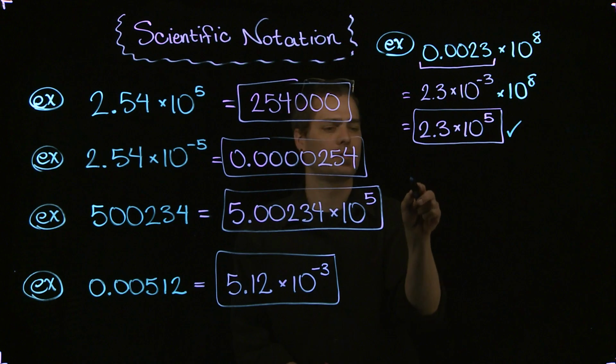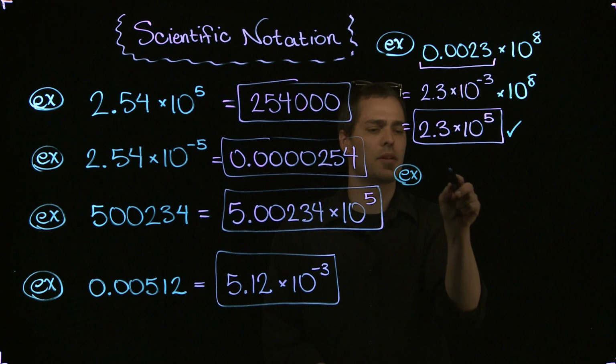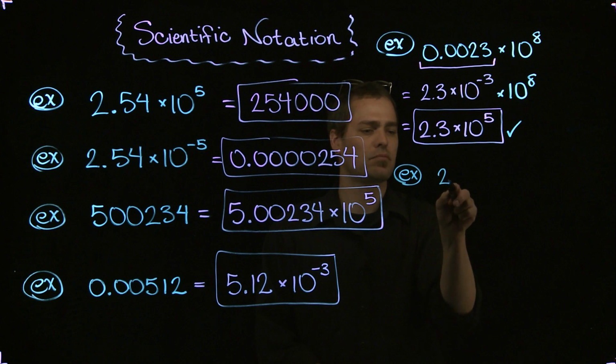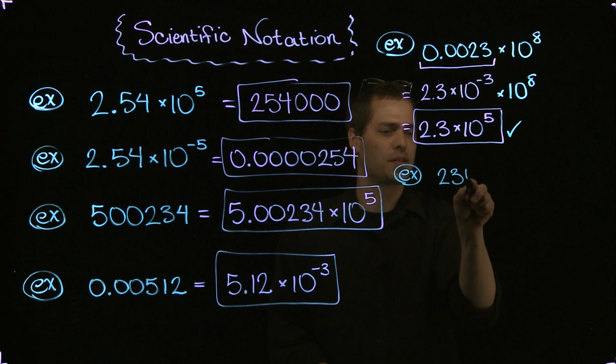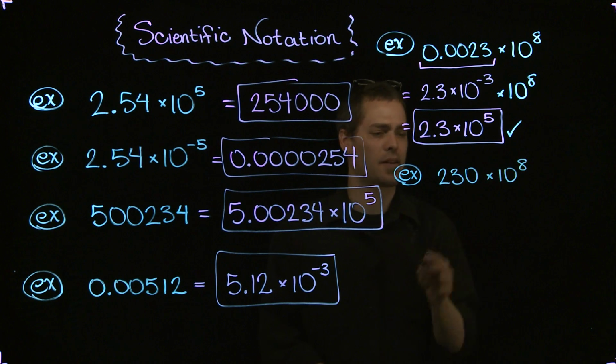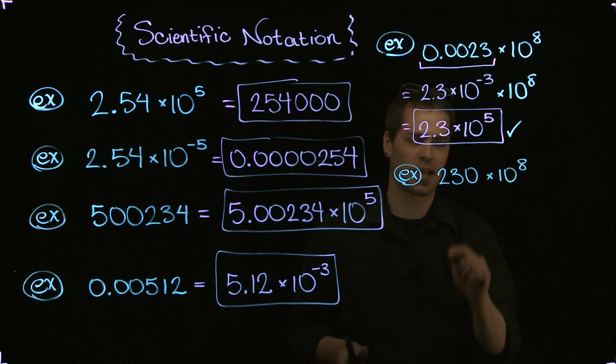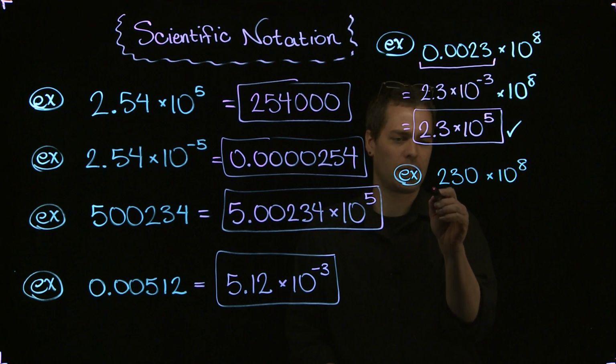Here, let me do one more like that. Let's go the other way around. Suppose we had something over. Okay, so let's say we had 230 times 10 to the 8th instead. And I wanted to turn that into a number in scientific notation. Again, I don't want 230. I need a number between 1 and 10.